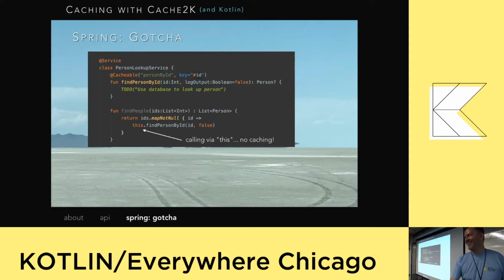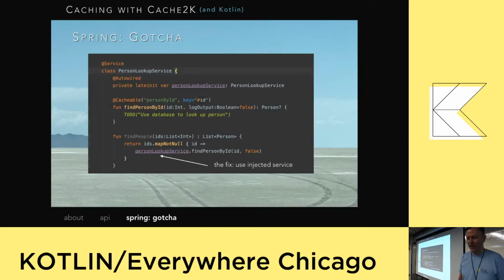The proxy. So remember that the way the caching works is only if you use the proxy can you get the cache. And I'm calling this. So I'm not calling the proxy, I am calling the actual class. So there are other workarounds for this, by the way, but I'm just going to show one, a quick one. And that is kind of a hack, but you can have person lookup service inject itself and use that person lookup service rather than calling this. And Spring is going to then inject not person lookup service, but the proxy, and thus everything will work fine.